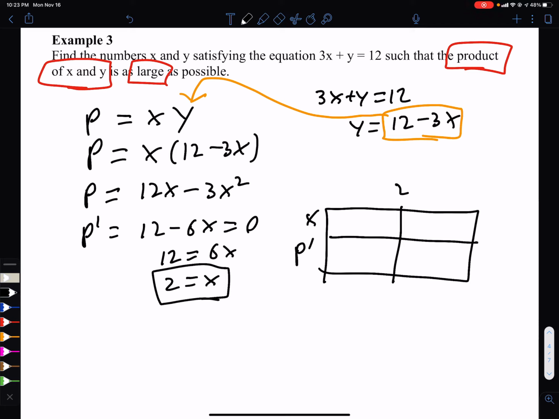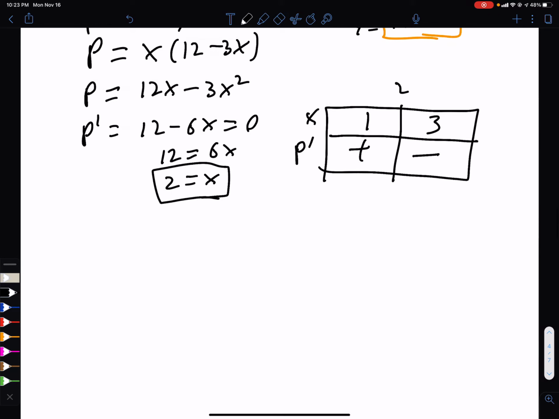Pick a number left. I'll do 1 and 3 sounds good to me. Plug in 1, 12 minus 6, that's positive. Plug in 3, that's 18. 12 minus 18 is negative. So I'm not going to write this out, but if this were an actual test, I would. P has a relative max at x equals 2 because P prime changes from positive to negative at 2. So we have shown there's a relative max.